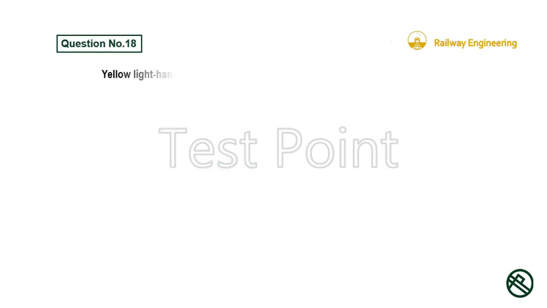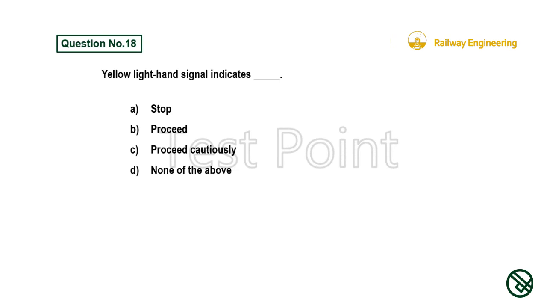Question number 18. Yellow light hand signal indicates: Option A, stop. Option B, proceed. Option C, proceed cautiously. Option D, none of the above. Answer is option C, proceed cautiously.